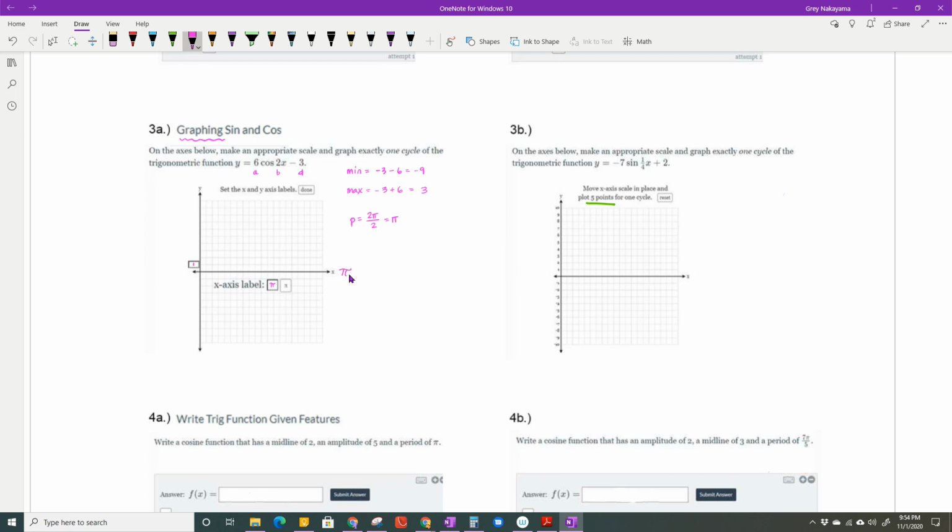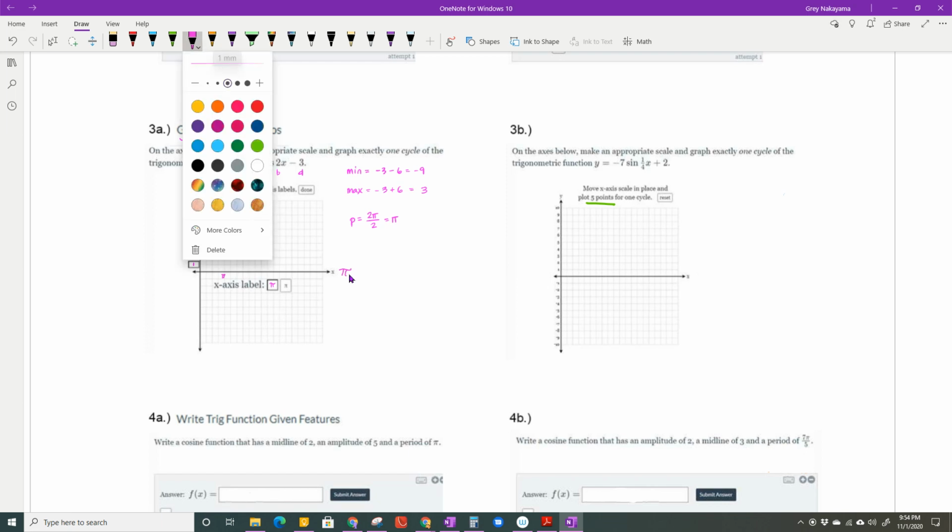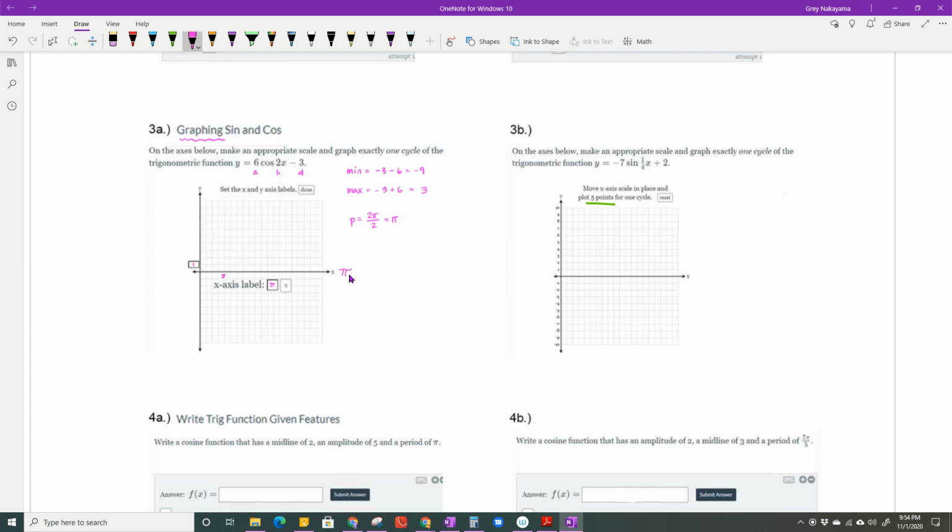So 1, 2, 3, 4. So you want to drag it to right here. That's supposed to be the 4th tick mark. Okay. And then what you actually do here to graph it is you just have to plot 5 points. So how you do that, all right, I got the cosine, and as we just said, cosine starts at a max, okay? So I would normally go up here to 1, but it starts at a max.